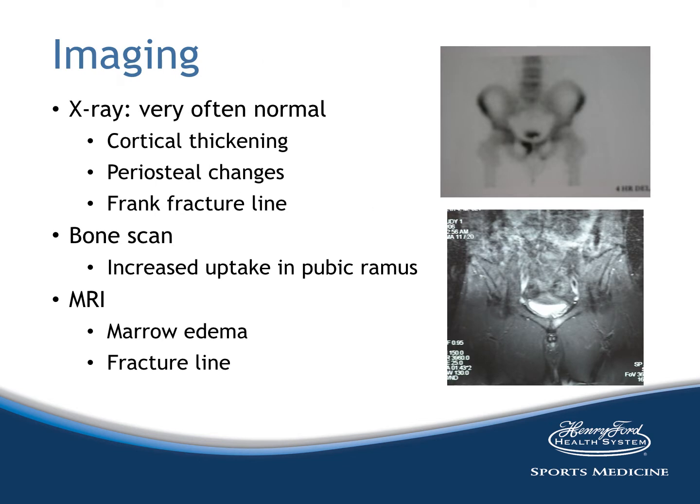Just as we talked about with the femoral neck stress fractures, on x-ray you may see cortical thickening, periosteal changes, or a frank fracture line, although I find that in the pubic ramus this is relatively uncommon. A bone scan may show increased uptake in the pubic ramus, and again, an MRI can be very helpful due to its increased specificity. Last fall, as we were approaching marathon season, I had 3 patients in 1 week present with pubic ramus stress fractures.